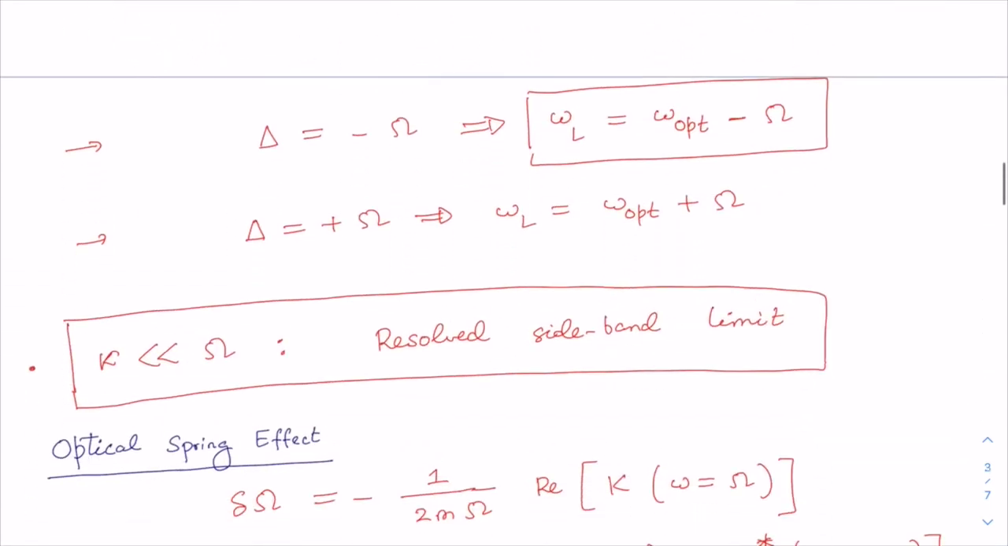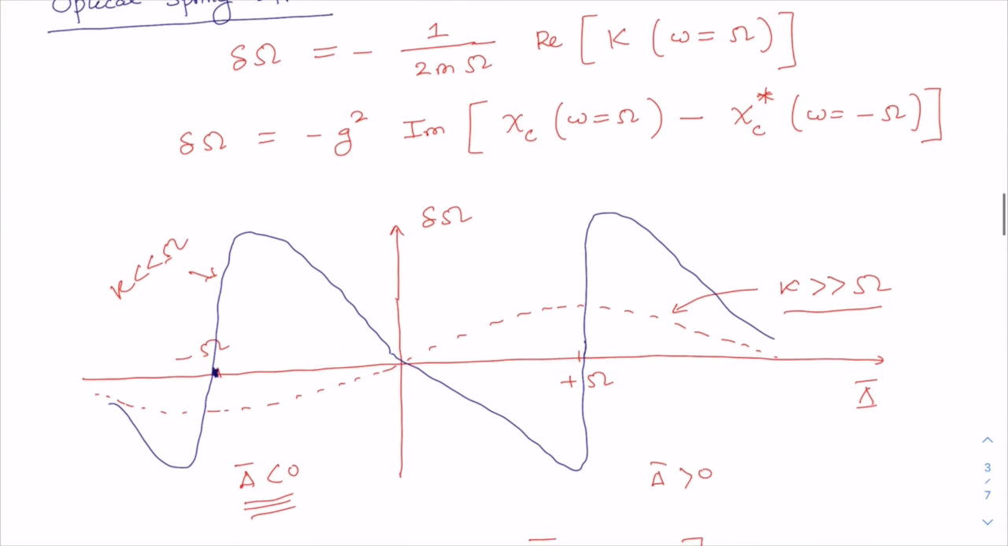Then we also discussed the optical spring effect. Here, in the regime where kappa is much greater than the resonance frequency of the mechanical oscillator, we get an antisymmetric plot when we plot the frequency shift versus the detuning parameter. We saw that in the negative detuning regime, when delta bar is less than zero, the frequency shift is negative. On the other hand, if delta is greater than zero, that means for positive detuning, the frequency shift is positive. Essentially, this means that for delta bar, the modified detuning parameter, less than zero, the frequency shift is negative, which means the spring gets softer. On the other hand, when the frequency shift is positive, the spring actually gets harder.